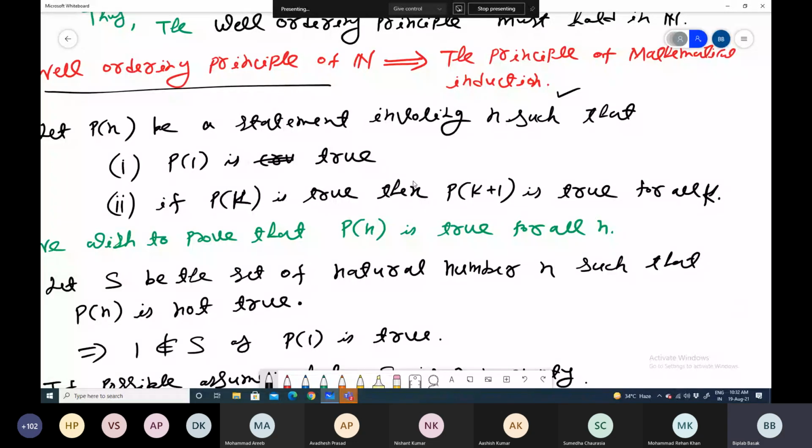So here we are assuming P1 is true, and we are assuming that this statement is also true, and then we are proving that Pn is true. And when we solve a problem, there P1 is true, and we prove that this one is true, and then we say that since these two statements are true, by mathematical induction we can say that Pn is true for all n. This is the difference.